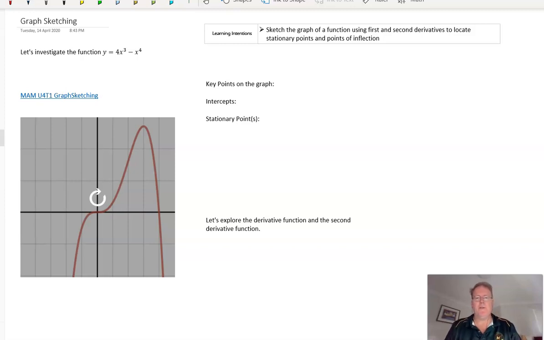Today's video is on using first and second derivatives to sketch graphs and locate stationary points and points of inflection. In previous work back in Units 1 and 2 of Math Methods, we've already looked at stationary points and points of inflection, but we're going to look at them in a little bit more detail and specifically related to the second derivative.